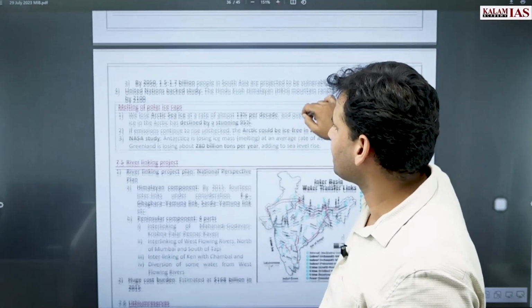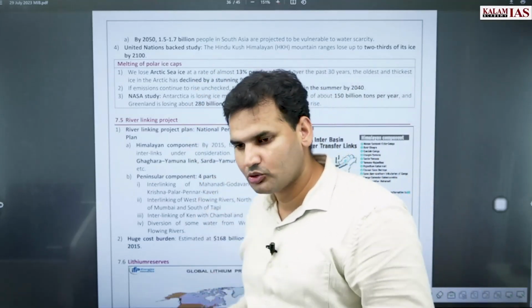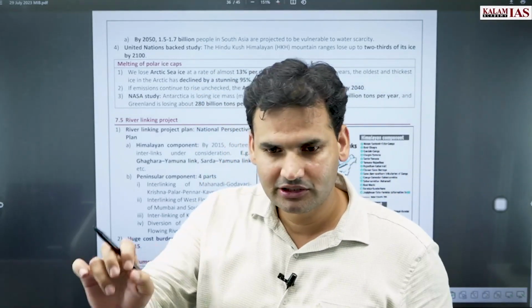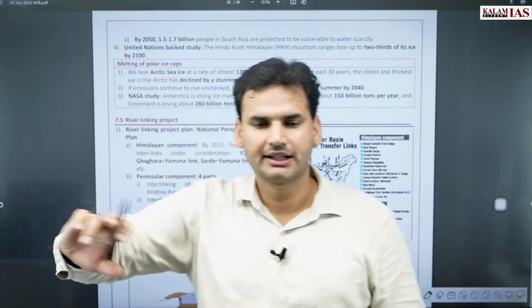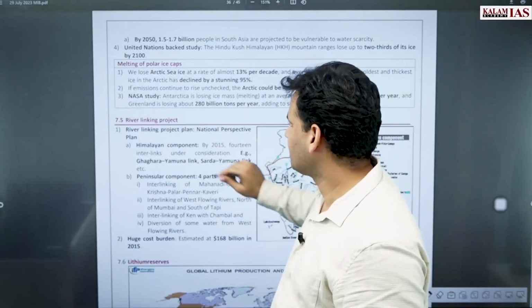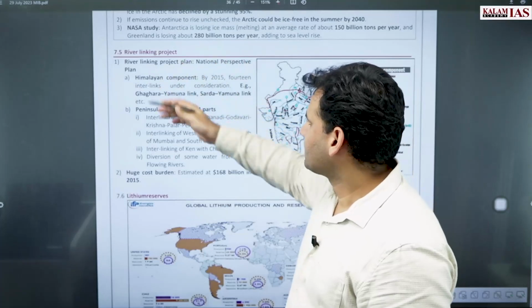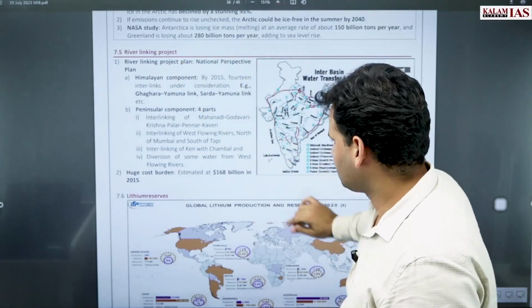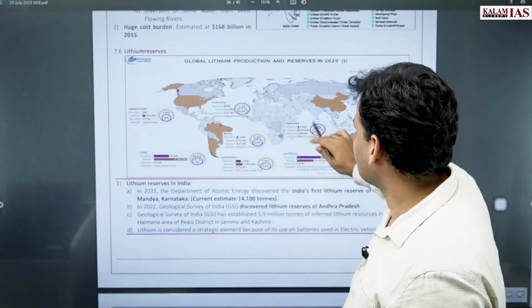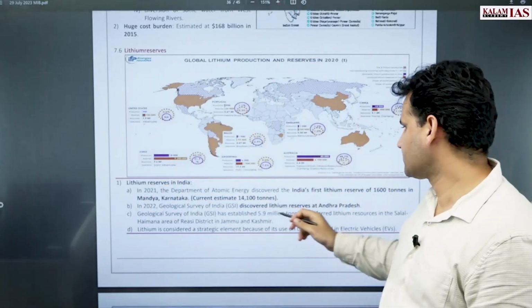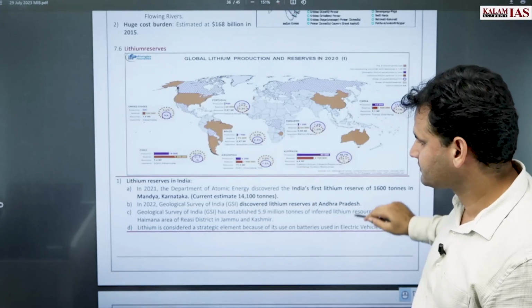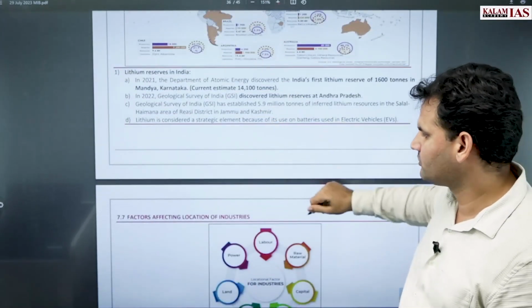So have some data handy, and we all talk about Uttarakhand floods. Just mention Chorabari Tal. It was an example of GLOF. Interlinking project, it has different components. Now resources. So lithium, it was discovered, right, in Reasi district of Jammu.